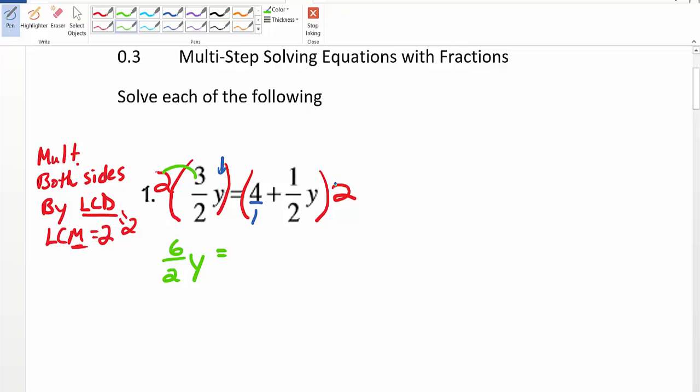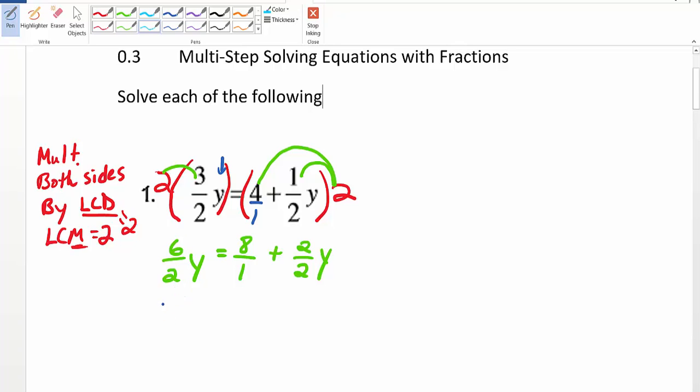On the right side, we're going to go ahead and distribute. So the 2 times the 4 gives us 8 over 1. Remember, the denominator stays the same. And then the 2 times the 1, when we distribute it to the half, gives us positive 2 over, keeping the denominator, 2y. So again, the green line is pretty much just distributing that LCD or LCM to both sides.